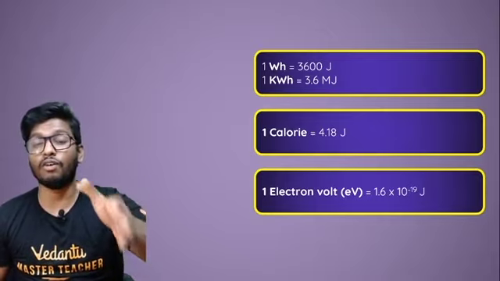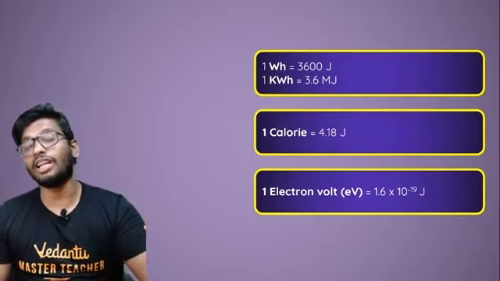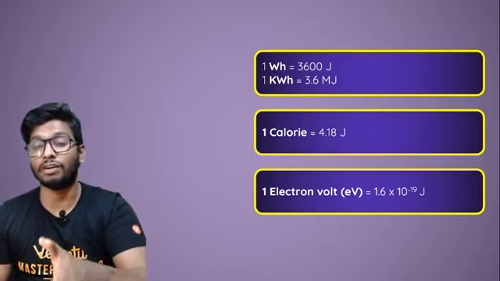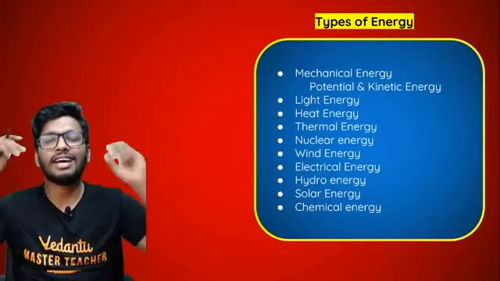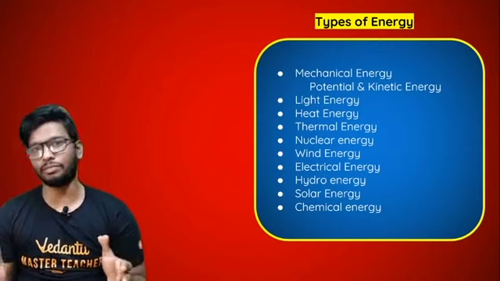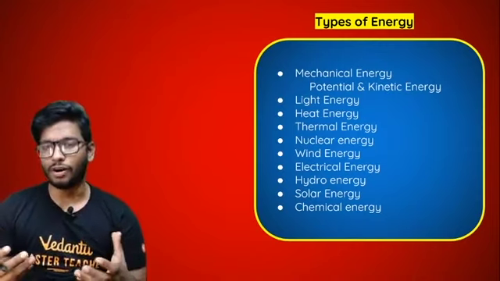And 1 calorie is 4.18 joules. And 1 electron volt is 1.6 into 10 to the power of minus 19 joules. As simple as that. Now that you've understood this, guys, there are so many different types of energy that many of you guys already know about.